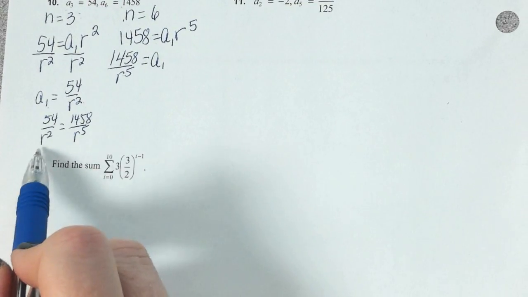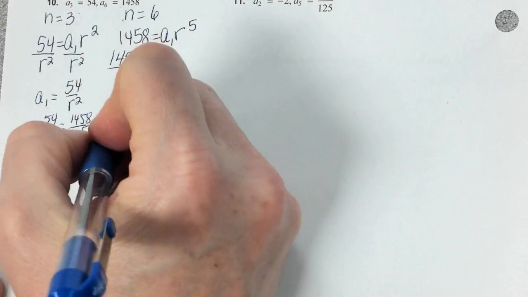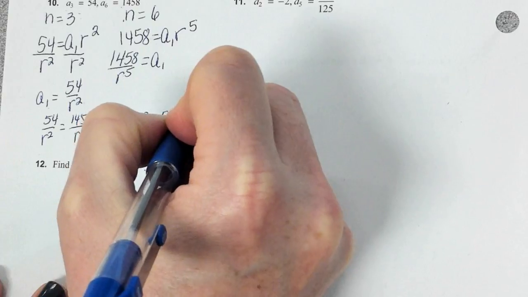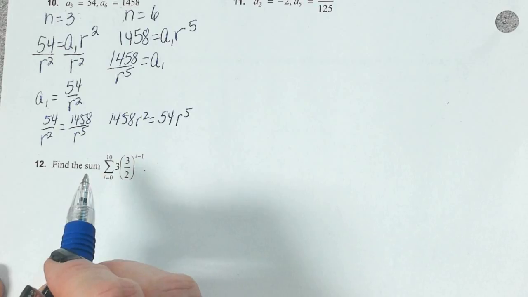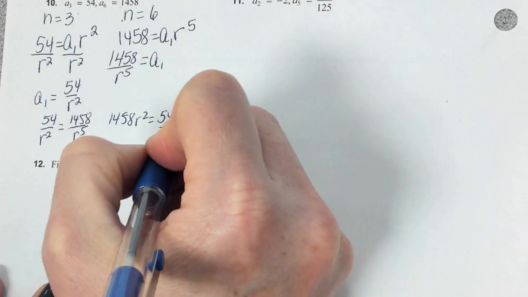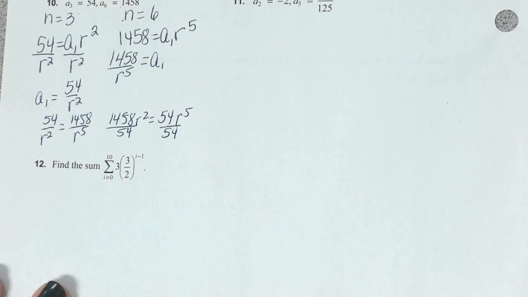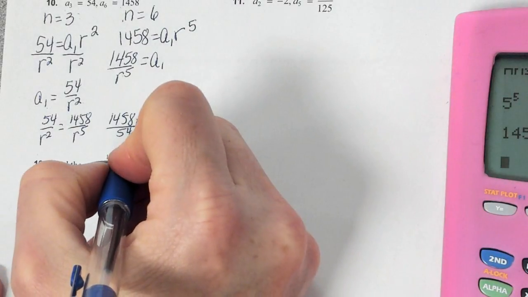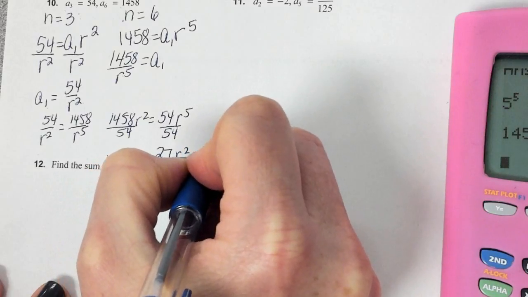What do I do to solve this kind of problem? Cross multiply, right? So I'm going to get 1458 r squared equals 54 r to the 5th. What would I do now? I want to get my r's together and my numbers together. So I'm going to divide both sides by 54. And 1458 divided by 54 is 27. So I have 27 r squared equals r to the 5th.